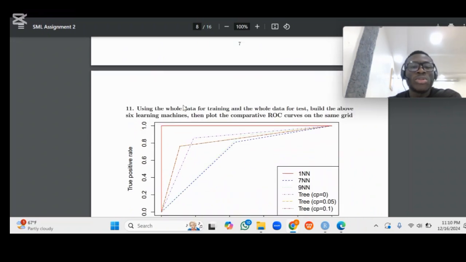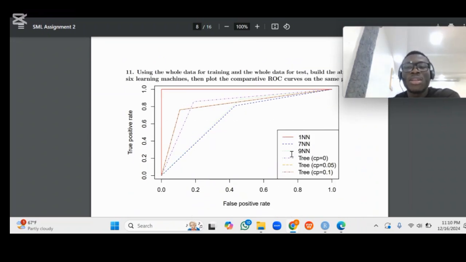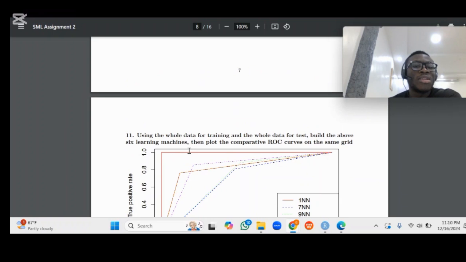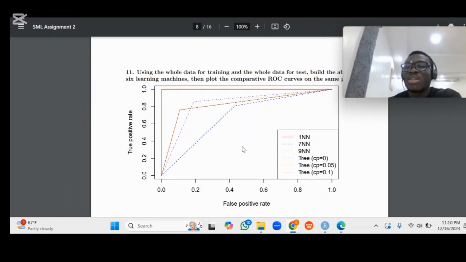Building our six models, which are 1NN, 7NN, 9NN, and the tree, we saw that 1NN had a zero test error, which gave it 100% area under the curve here. So it performed better than all the other models.